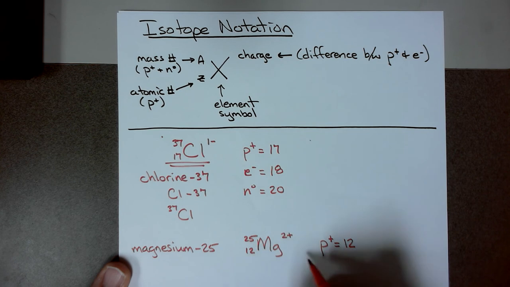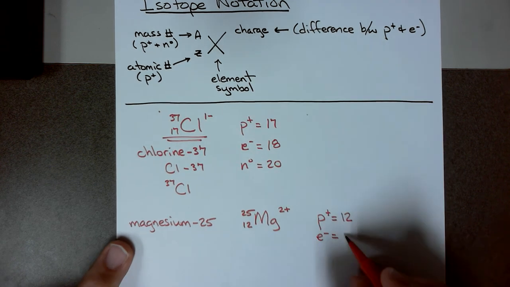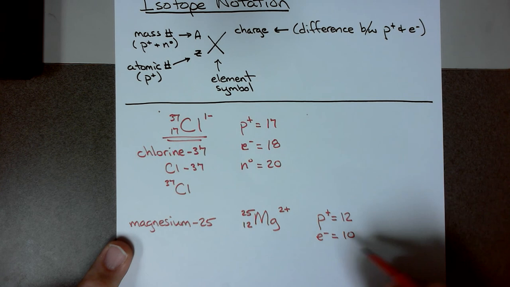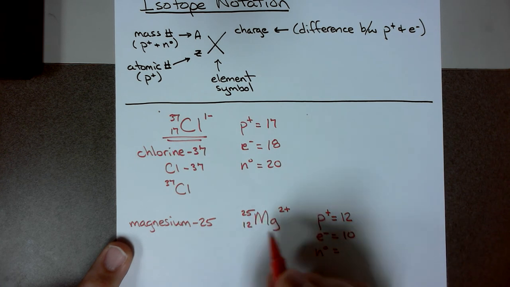So the number of protons would equal 12, because the atomic number is the number of protons. Number of electrons, if it's neutral it has 12, but we've lost 2 because it's a 2 plus charge. So when we lose 2 we have 10 electrons. And the number of neutrons would be 25 minus 12, or 13.